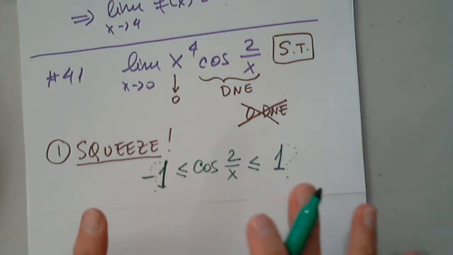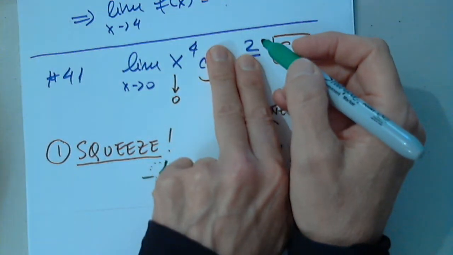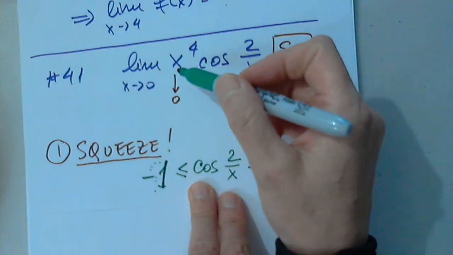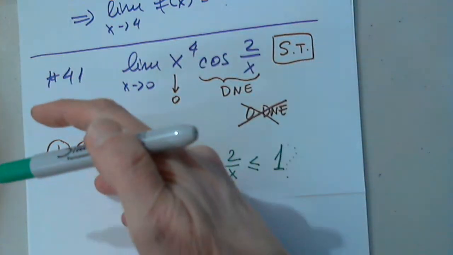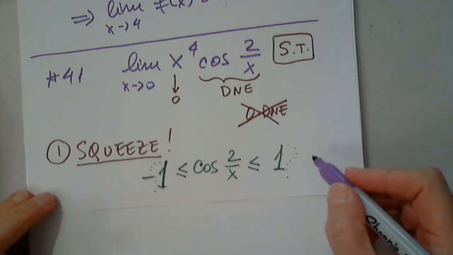Have I found the squeeze? Not yet. I only found the squeeze for this piece. But I need, in the middle part, to have x to the fourth. So what should I do to all three sides of this compound inequality to get my function in the middle? I have part of it. I don't have everything. So what should I do to all three sides to have my function in the middle? Multiply by x to the fourth.